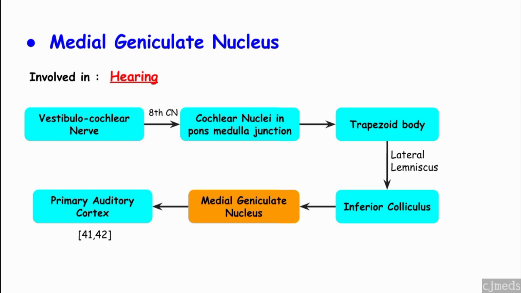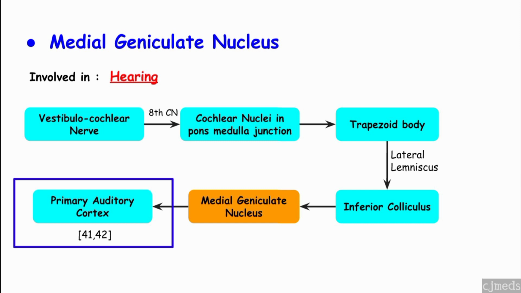From the cochlear nuclei, these fibers cross over and form a structure called the trapezoid body. After this, they travel with the help of a tract called the lateral lemniscus. Now this lateral lemniscus will synapse on the inferior colliculus, which is located in the midbrain. The inferior colliculus will receive this information of auditory stimulus and send it to the medial geniculate nucleus of the thalamus. The medial geniculate nucleus will then send its radiations to the primary auditory cortex in the temporal lobe.